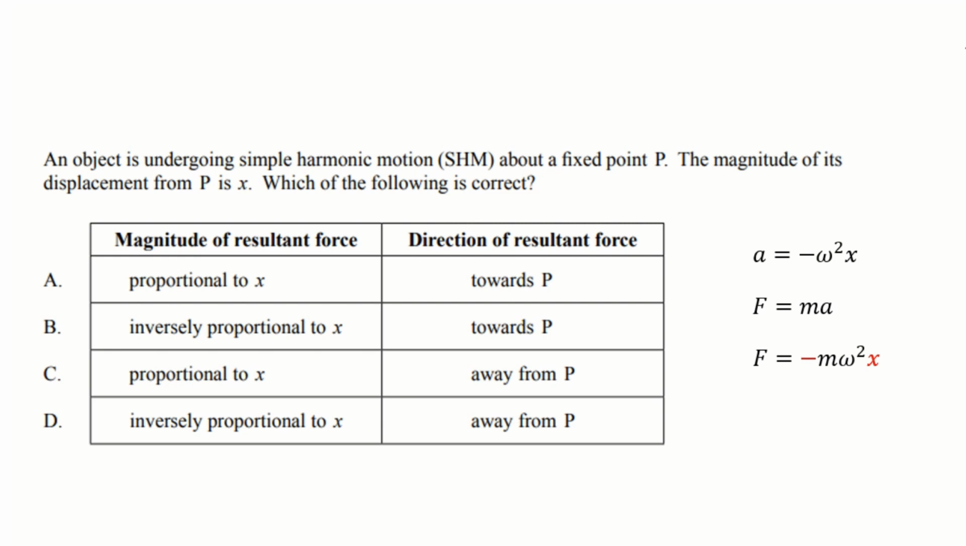x is the displacement from that position P. So if the displacement is positive, our force is going to be negative. In other words, our force is going to be towards P. Okay, and so that way our direction of the resultant force always has to be towards P. And as you can see by the x in the equation, the magnitude of the force is also proportional to x. As we double x, we double F. And so that's why our answer here is A.